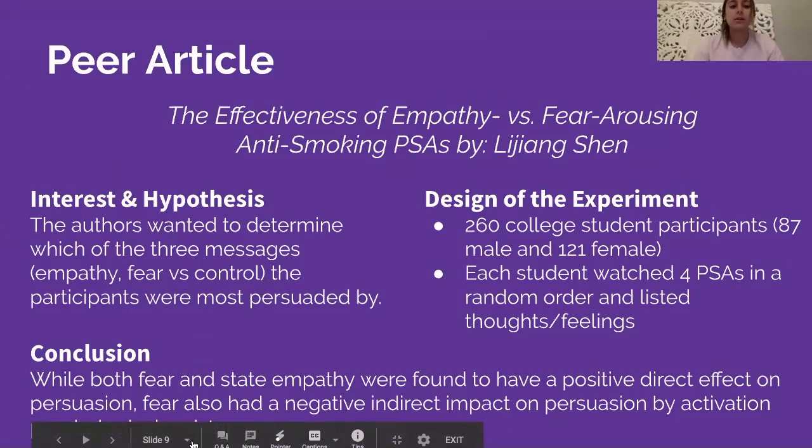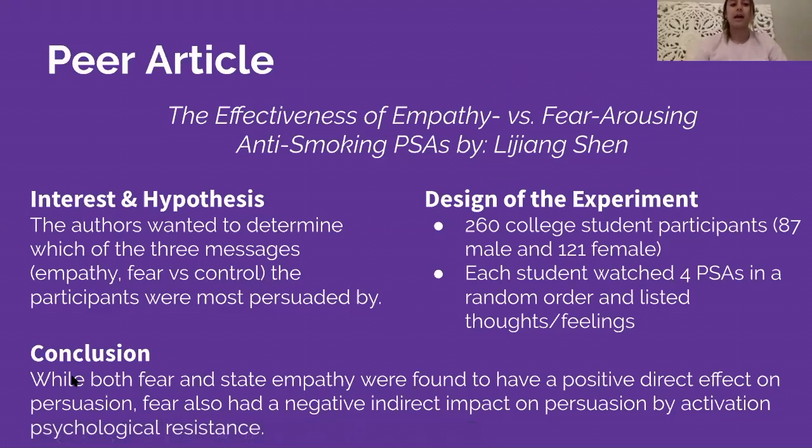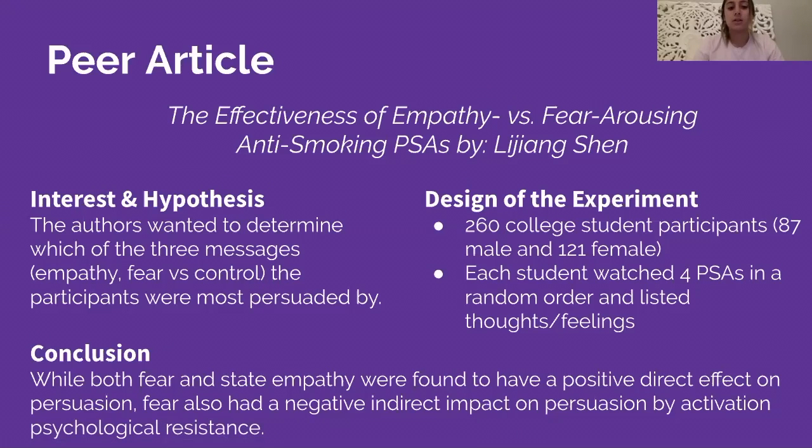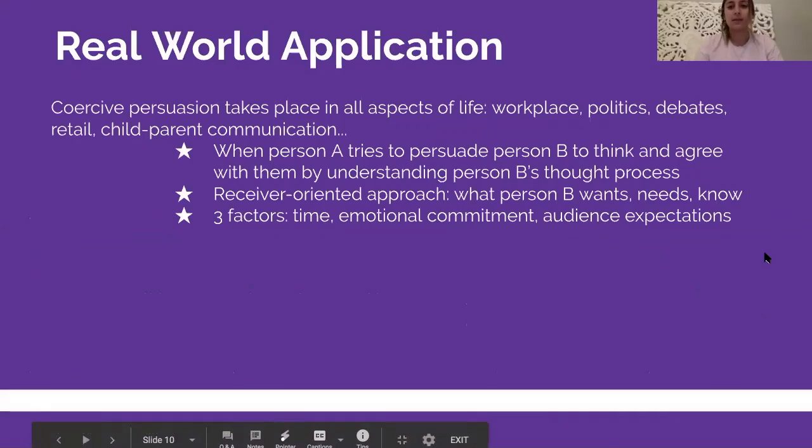So in conclusion, while both fear and state empathy were found to have had a positive direct effect on the persuasion of the experimenters, fear also had a negative indirect impact on persuasion by activating a psychological resistance. And now Tiffany and Keegan will talk about the real world application.